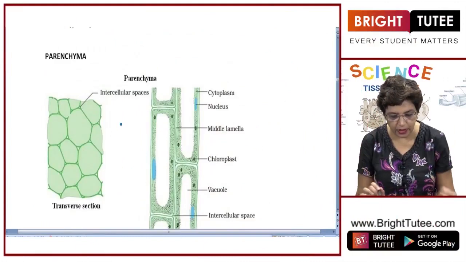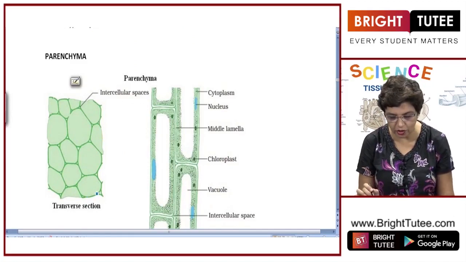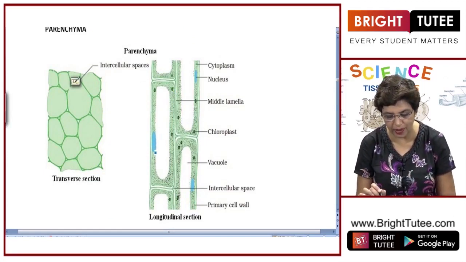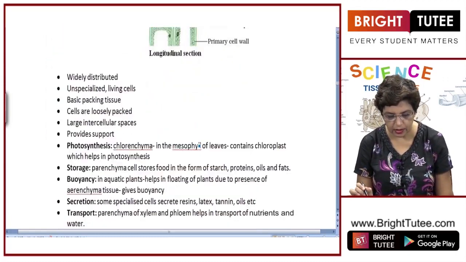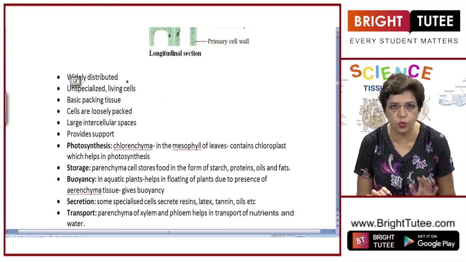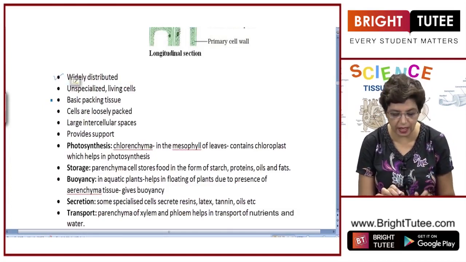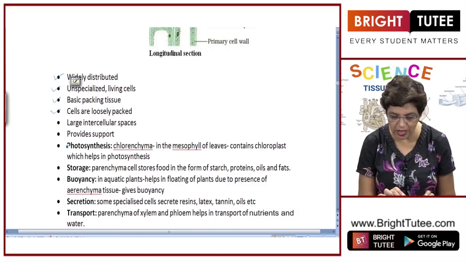First is parenchyma. If you see the diagram, this is the transverse section while this one is the longitudinal section. They have a large central vacuole, they are uninucleated, the nucleus is towards the periphery, and the cell wall is thin. These are the most widely distributed tissue in plants. They form the basic packaging tissue. They are unspecialized living cells. The cells are loosely packed, with large intercellular spaces between them. They provide support to the plant.